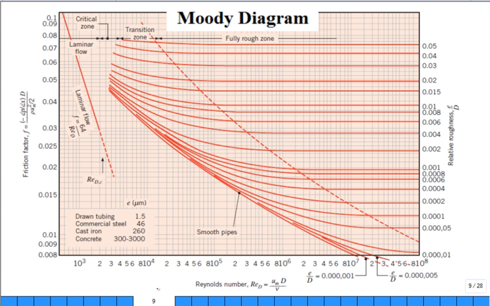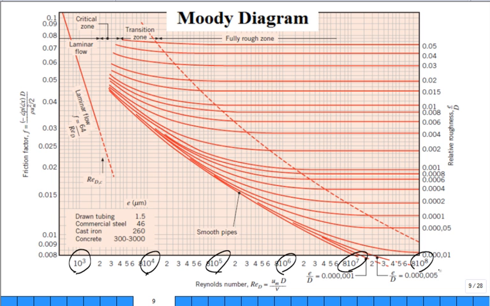What's on the x-axis? Reynolds number. What scale is it? Linear or log? Log. Does it cover a large range? It's a tremendous range. So it goes from, let's say, 1,000, 10,000, 100,000, million, 10 million, 100 million. That's a large range of values.